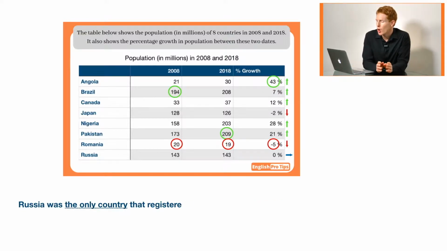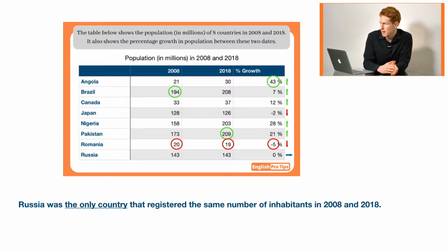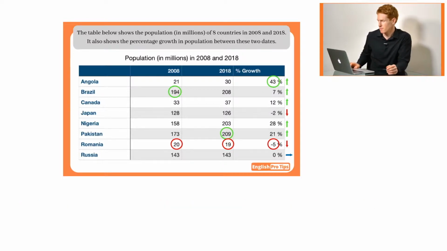Russia was the only country that registered the same number of inhabitants in 2008 and 2018. So we've got was the only country. Again, we're comparing Russia to all of our sample countries. Okay, and then we also get a high score for using words like inhabitants, so a synonym for citizens or people of a country.